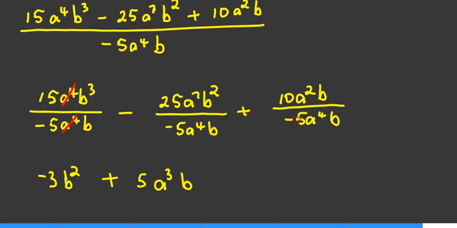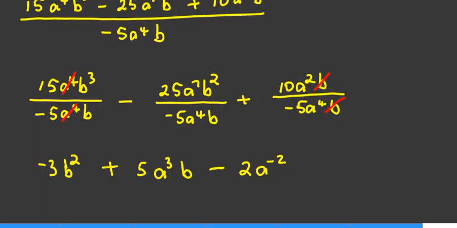And we have plus, and this is going to be a negative 2. Positive 10 over negative 5 is negative 2. So it's plus a negative, which is the same as minus, or same as subtract, 2. Now I've got a squared over a to the 4th. What we said before is we would subtract these. Well, if we subtract them, we're going to end up with a to the negative 2, and then the b's are going to cancel completely.